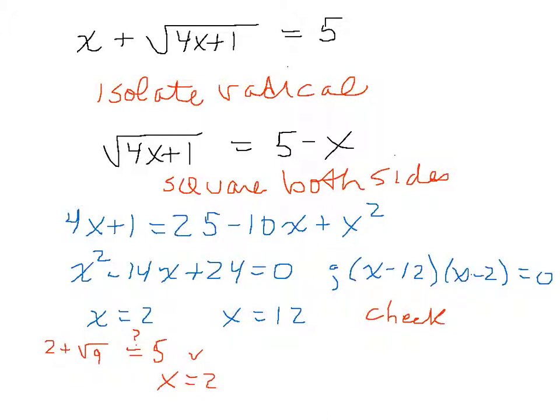How about if x is 12? What I get then, if I put 12 into the original, and by original I mean the very first one, so now I'm going to let x equal 12, what I get is 12 plus the square root of 49, and does that equal 5? No, it doesn't. So therefore, 2 is a root, 12 is not, and so the only solution is x equals 2.